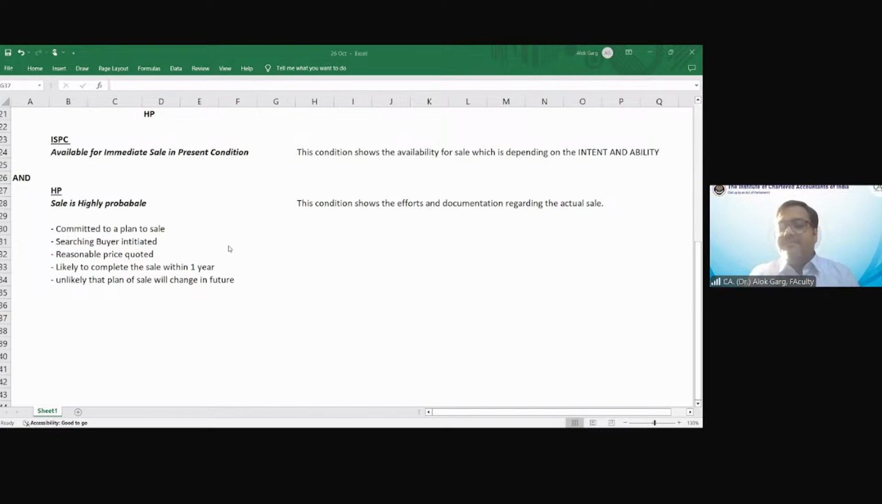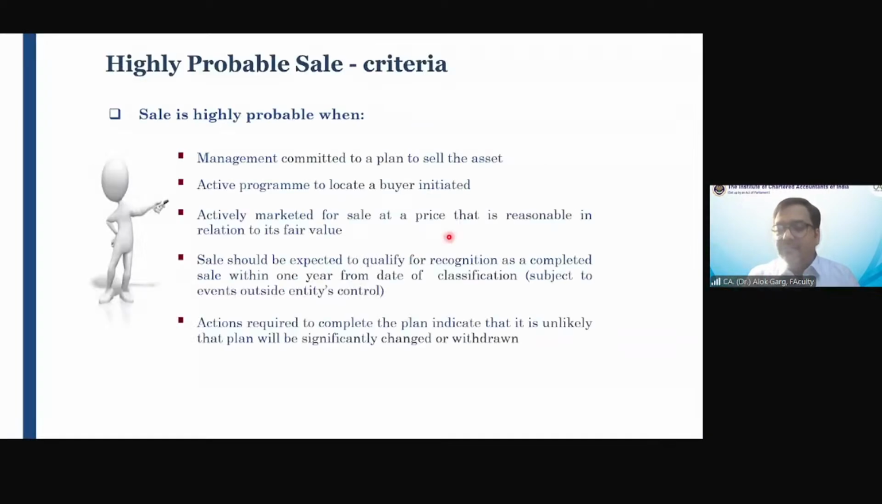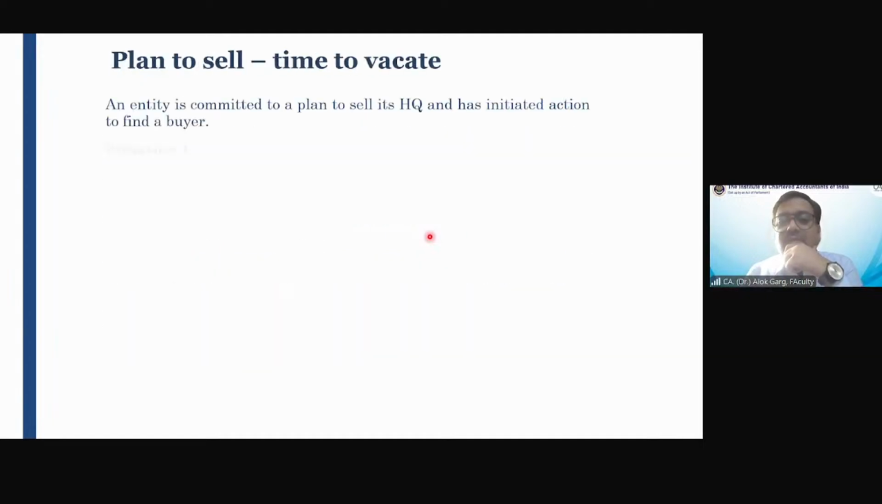Fine. Now there is an exception given. Sir, what happens if the company will not be able to sell within 1 year? What will happen if the company is not able to sell within 1 year? Correct. So the standard has given you an exception to the 1 year rule. What is the exception to the 1 year rule?